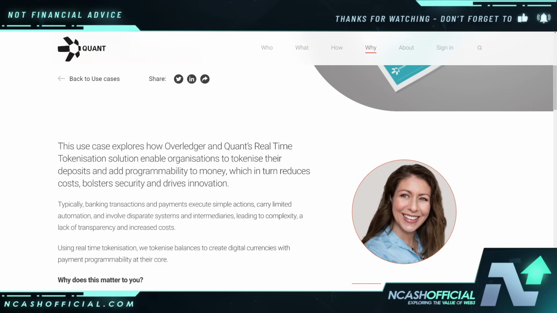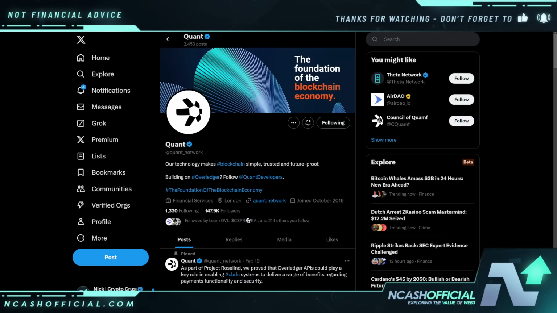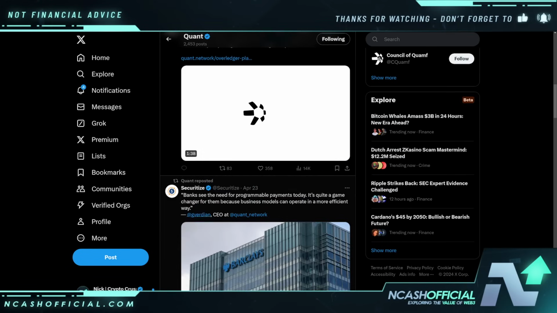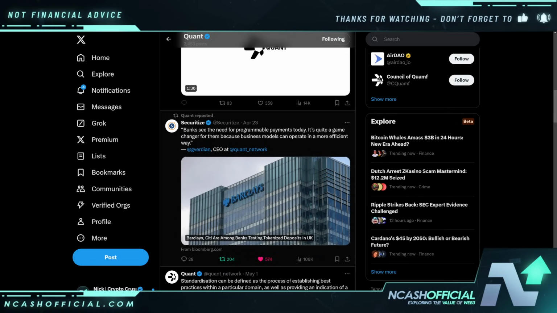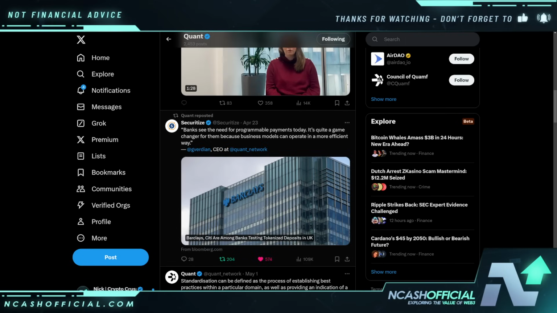What's interesting about this is the focus on tokenizing deposits. So if we go back over to Quant's X account, we could see that they recently quoted the article where we had Barclays and Citi, which are two major banks that are testing tokenized deposits in the UK. We know Quant is heavily dominating the UK right now in terms of a tech stack, but also a quote from Gilbert Verdian said, "Banks see the need for programmable payments today. It's quite a game changer for them because business models can operate in a more efficient way."